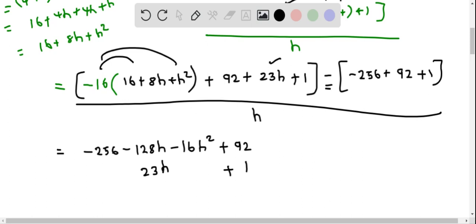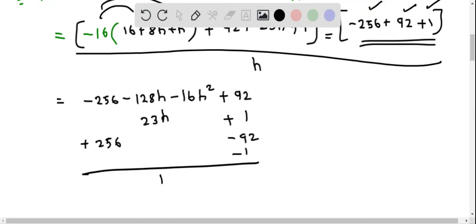Now, since we have a negative here, we have to take the opposite sign of all the terms over here. Let me put the numbers down below the numbers which I already have here. So this is positive 256. I can put over here positive 256, and this is negative 92. So I put here, and this is negative 1. So now all over h. So let's simplify this. We see that negative 256 and positive 256 cancel, and positive 92, negative 92 cancel. Positive 1 and negative 1 also cancel.